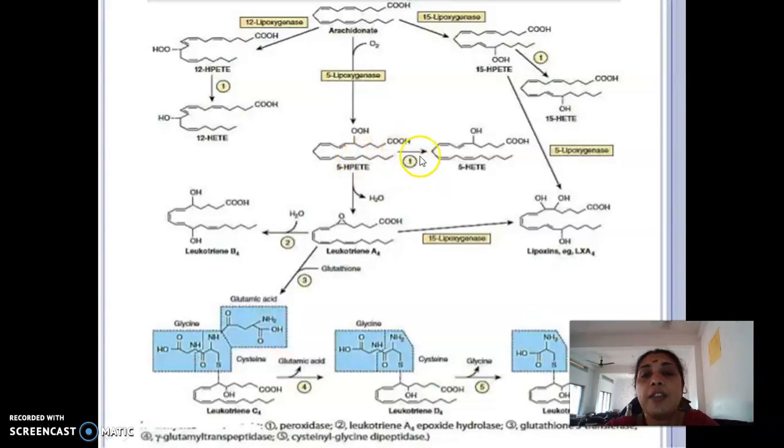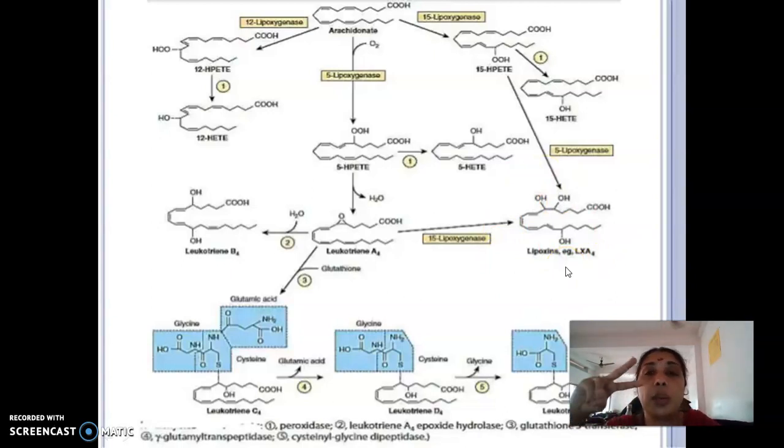So 5-HPETE, if it is acted upon by peroxidase enzyme, gives rise to 5-hydroxy eicosatetraenoic acid. Otherwise, if it is acted upon by epoxide hydrolase enzyme, it gives rise to leukotriene A4. Leukotriene A4 can be converted into lipoxin A4 by 15-lipoxidase. Similarly, 15-HPETE can be acted upon by peroxidase enzyme. If it is acted upon by peroxidase enzyme, it gives rise to 15-hydroxy eicosatetraenoic acid. But if 5-lipoxidase acts on it, 15-HPETE is converted into lipoxin A4. So there are 2 routes through which LXA4 can be formed.